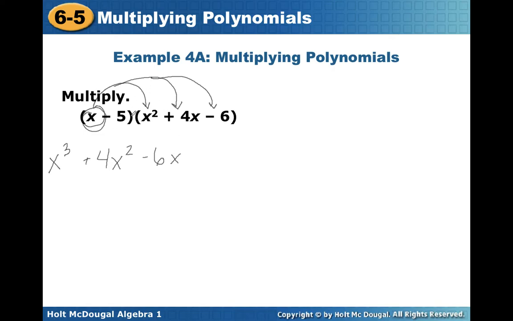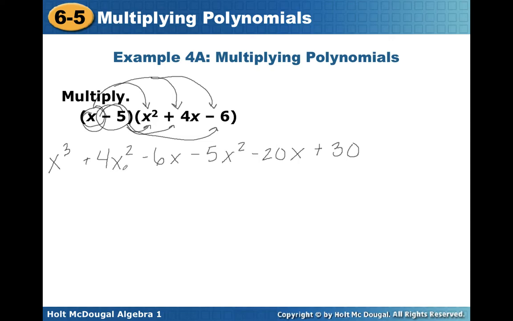Good. Then we're going to take our second term, and we're going to distribute it again into my other set of parentheses. This gets us negative 5x squared. We get a negative 20x. And then we get a positive 30.